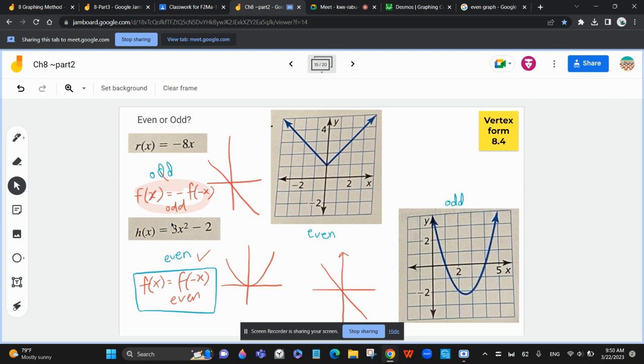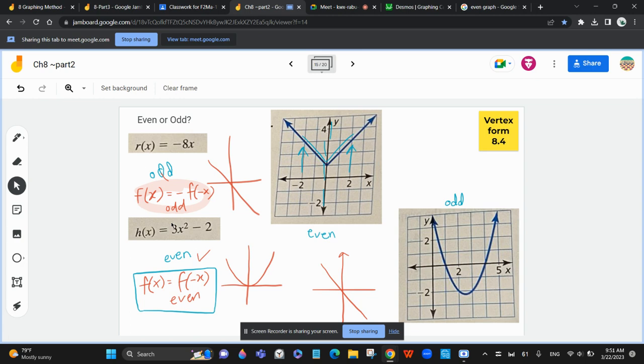So the same thing goes to this. It is even because when you put in x, the value is the same as for negative x. So I mean symmetry through the y-axis. You can think of the y-axis as a mirror, and the left side reflects so the same image appears on the right side.